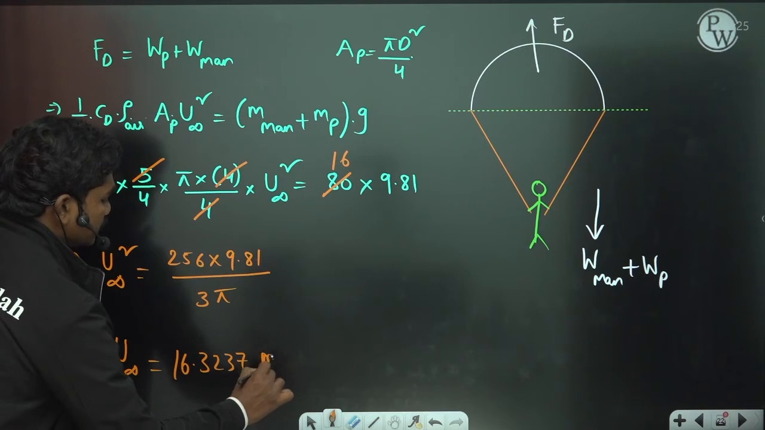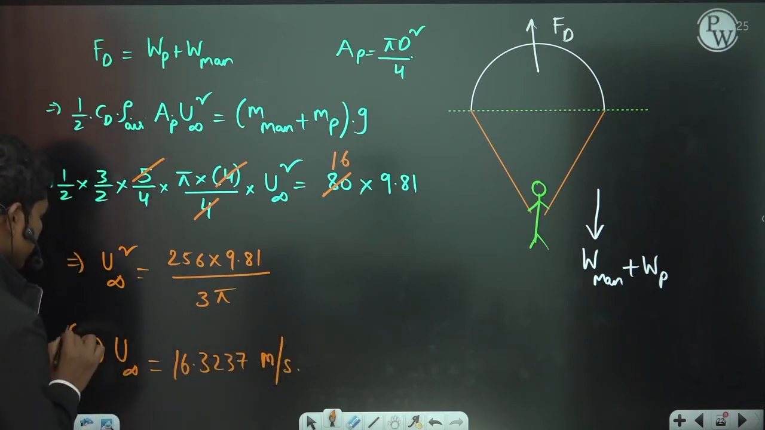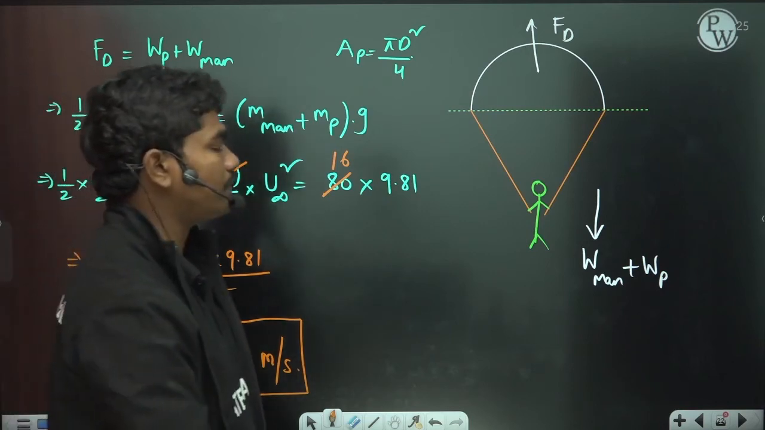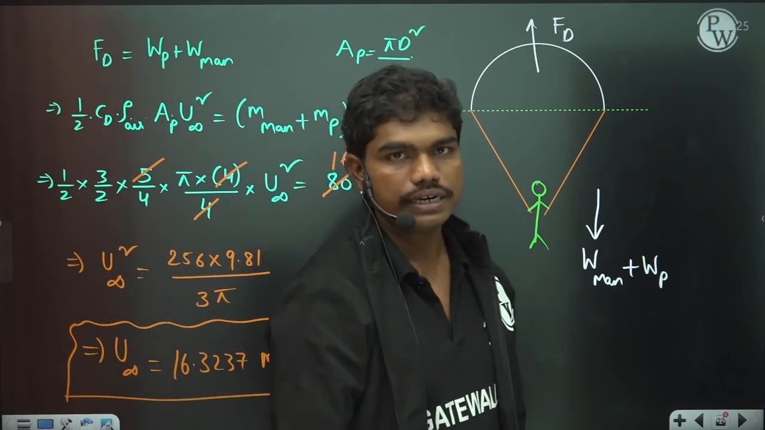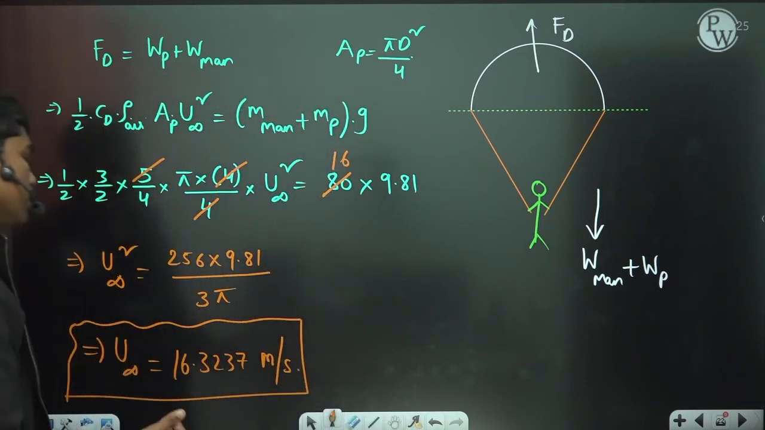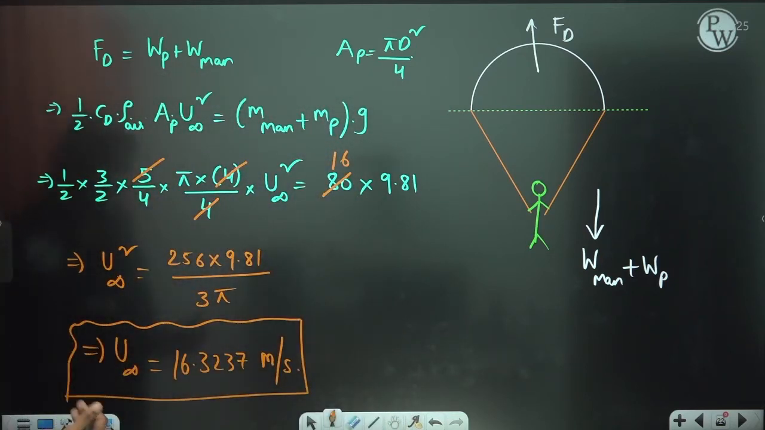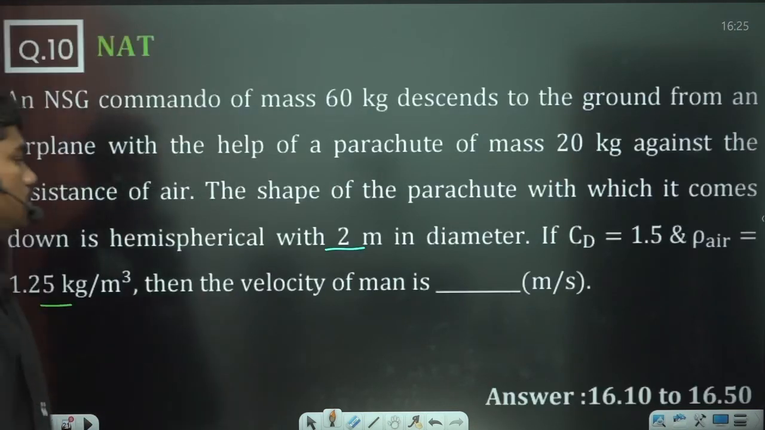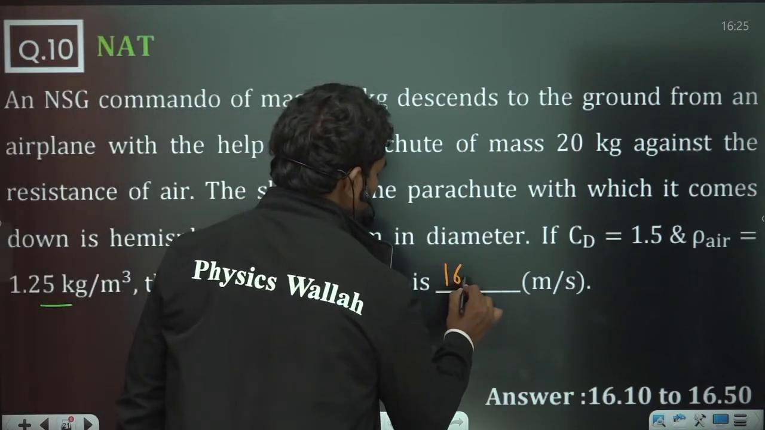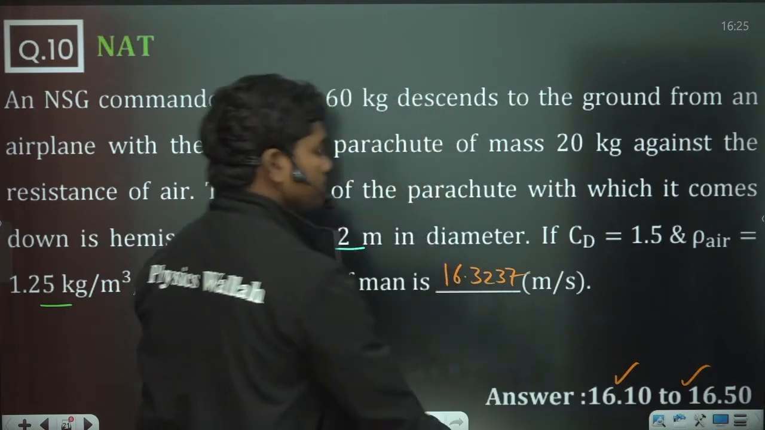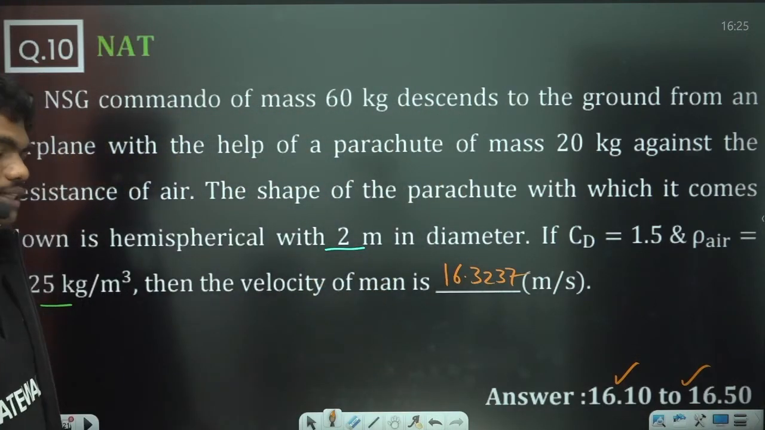If you take the square root, 16.3237 meters per second is the velocity at which the person will come down. So 16 meters per second is reasonably a very comfortable velocity to land. 16.3237 meters per second is the actual velocity with which the person comes down. So 16.3 is in between 16.1 and 16.5. Clear?